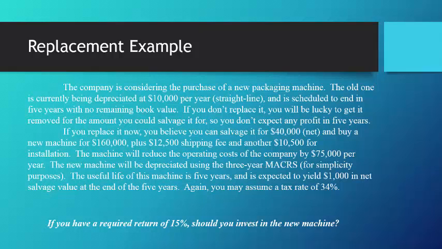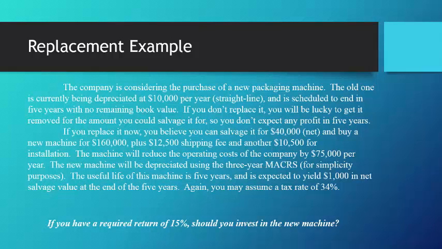If you do replace the old machine now, you believe you can salvage it for $40,000 net of removal costs, so you'd come out $40,000 ahead, and buy a new machine for $160,000 plus $12,500 shipping fee and another $10,500 for installation. The machine will reduce the operating costs of the company by $75,000 per year.